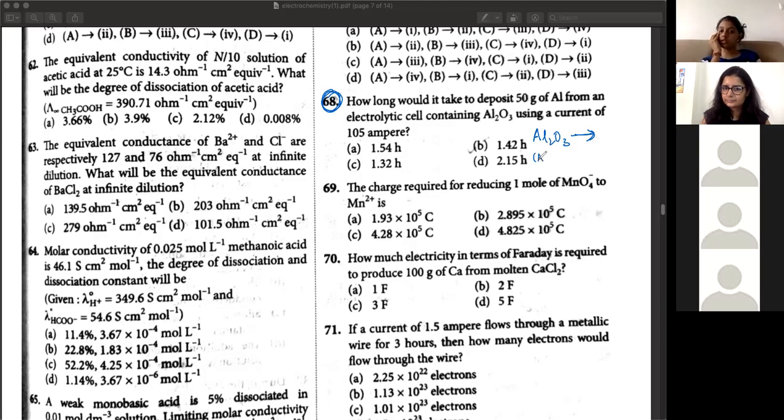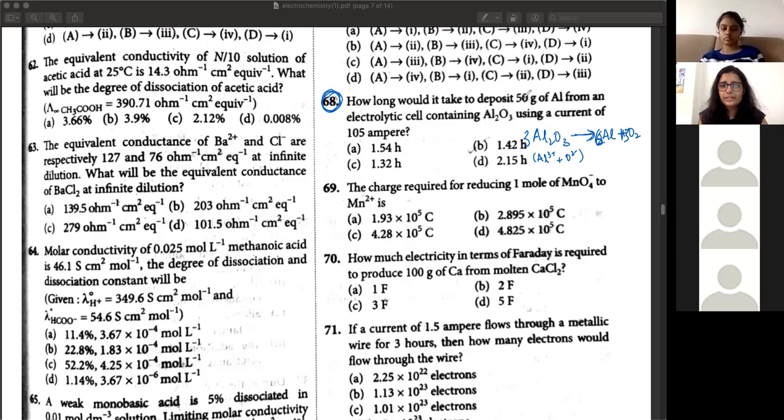Al2O3 is the salt electrolyte, and it will dissociate into 2Al3+ and 3O2-. But what products are we getting out of this electrolysis? Aluminium metal, because that's what it's asking us for, and oxygen gas. So balance out this equation. Here 2 will come, and that's 3. It will be 6Al and 3O2. Okay.